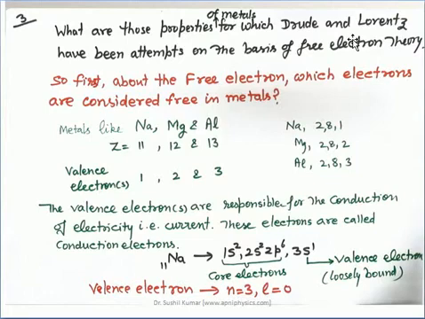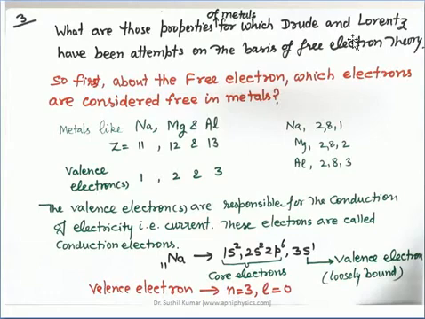So what is a free electron? Which electrons are considered free in the metal? The examples considered here are sodium, magnesium and aluminum. You know the atomic numbers of those are 11, 12 and 13 respectively.